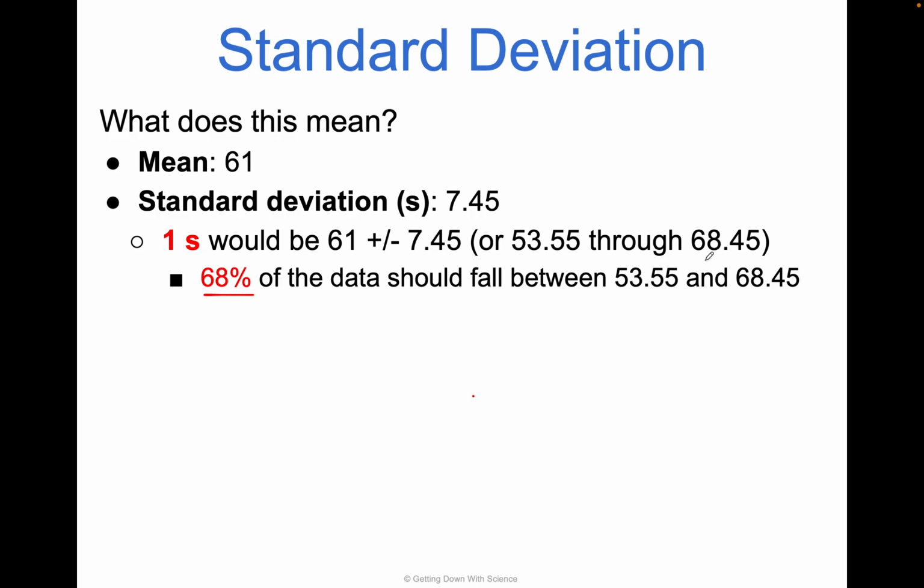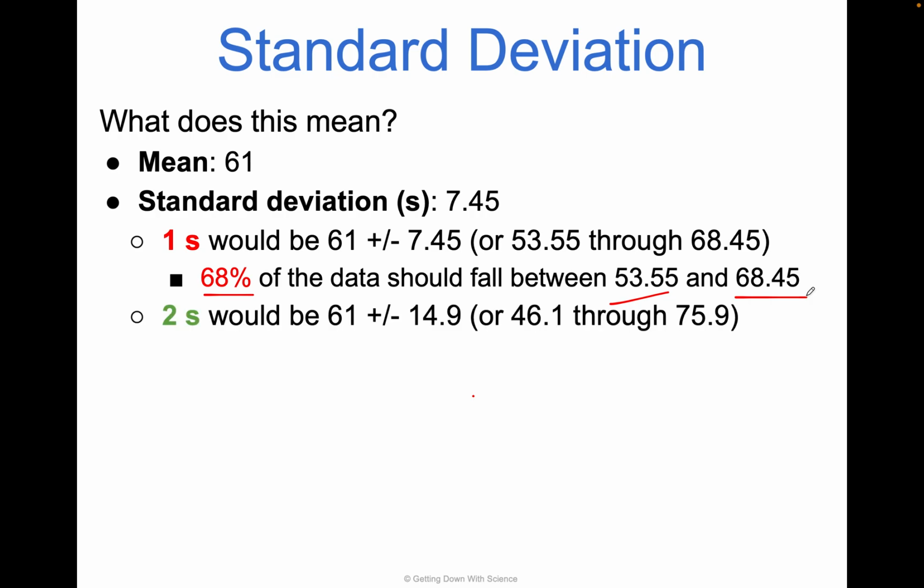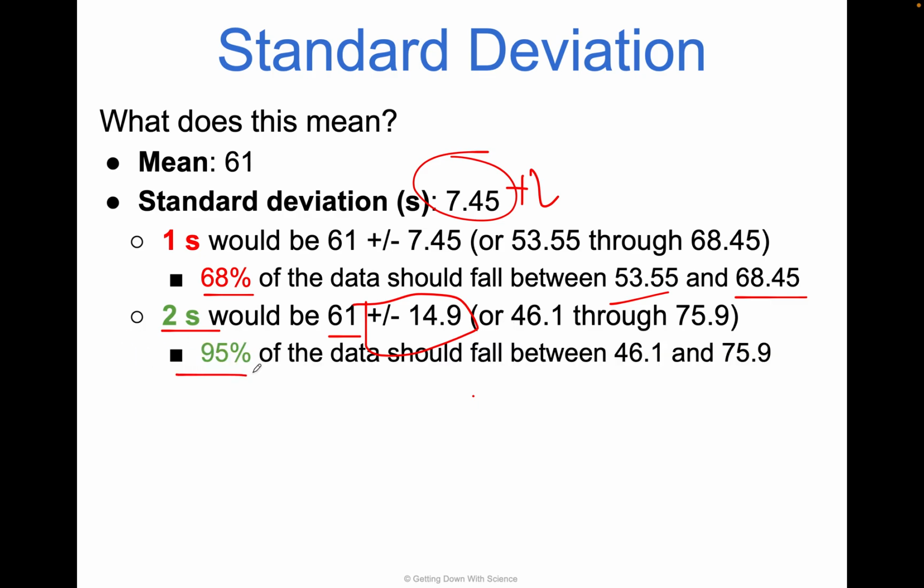68% of all data should fall between 53.55 and 68.45 millimeters, if our data is normal. If what we're seeing is a result of the thing that we changed, that's what we're going to see. For 2 standard deviations, you just take this and then times it by 2. Okay? So 2 standard deviations from the mean of 61 is going to be plus or minus 14.9 millimeters. So 95% of our data should fall between 46.1 and 75.9. That's what that means.